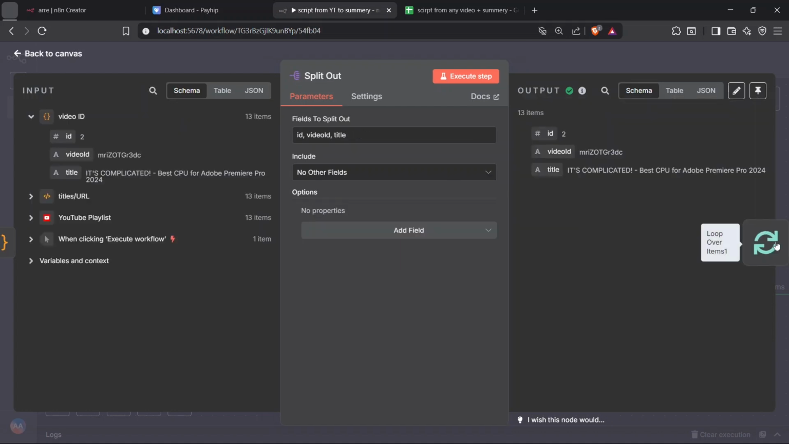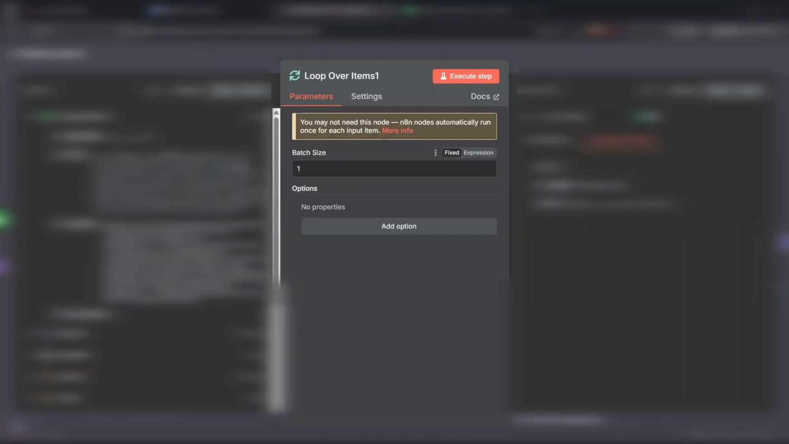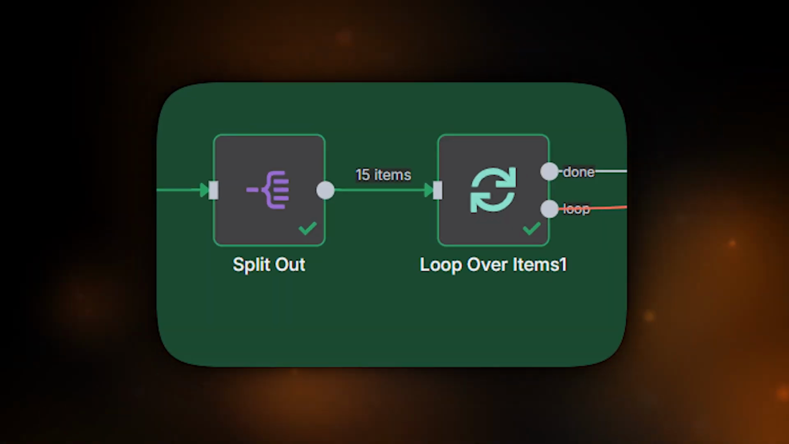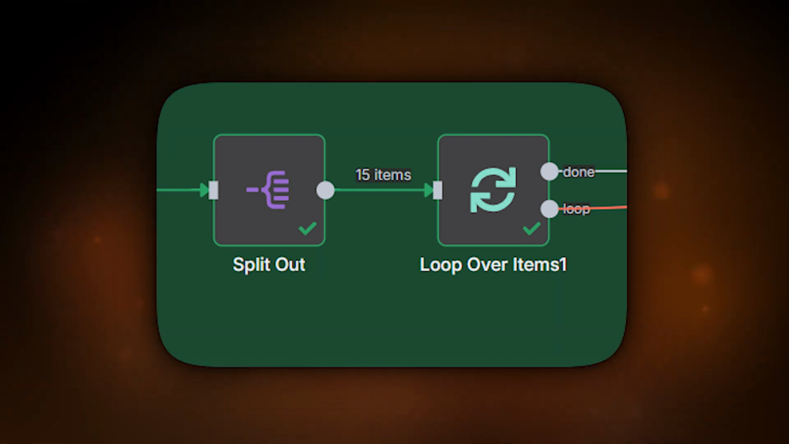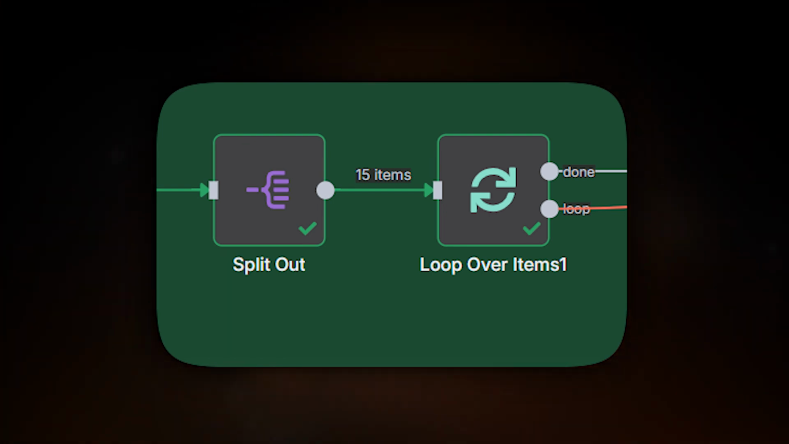Now, we're going to handle each video one by one, the split out and loop over items nodes. They break the list of videos into separate items so n8n can process each video's transcript individually. Add a split out node to separate ID, video ID, title. Then add a split in batches, loop over items node. This tells n8n, process one video at a time, then move on to the next. Without this, n8n might get confused trying to fetch multiple transcripts at once.